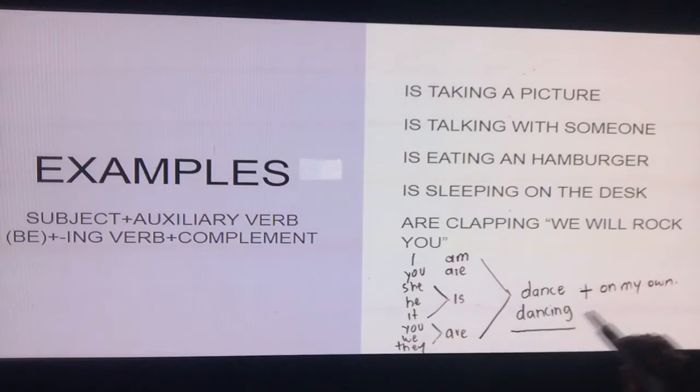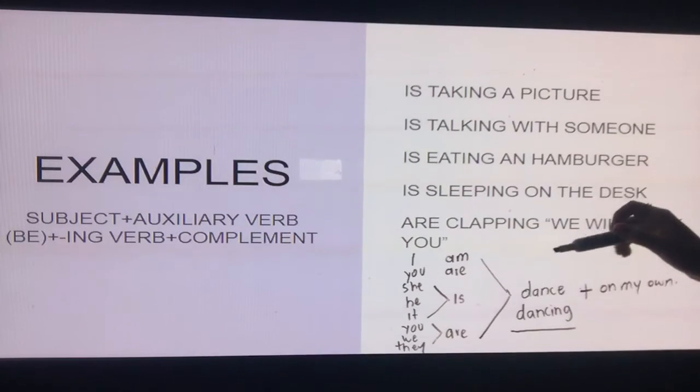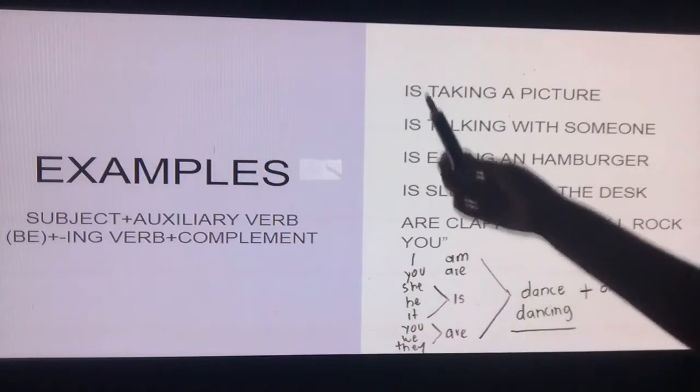So I am dancing on my own, you are dancing on your own, she is dancing on her own, he is dancing on his own, it is dancing on its own, you are dancing on your own, we are dancing on our own, and they are dancing on their own. Depending on the subject, you may change the possessive adjective. So as you can see, the examples that I have right here are for you to see how it changes.